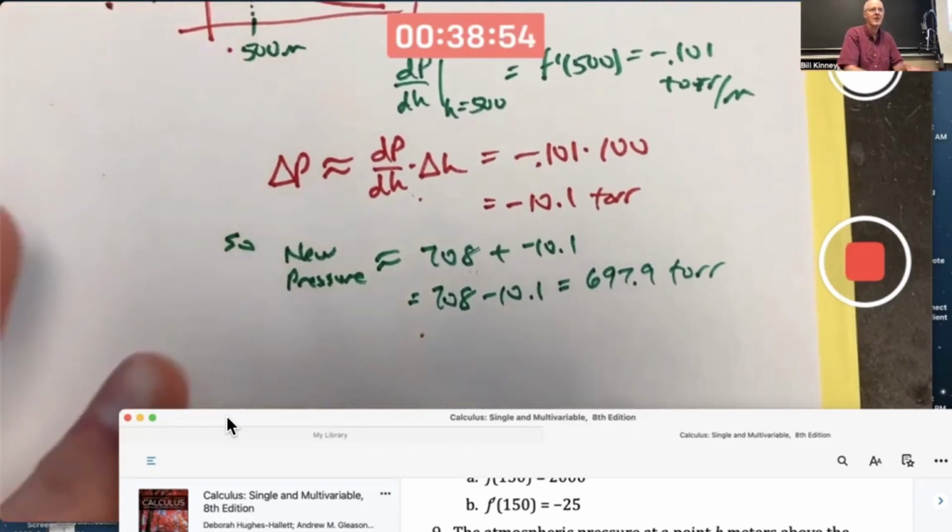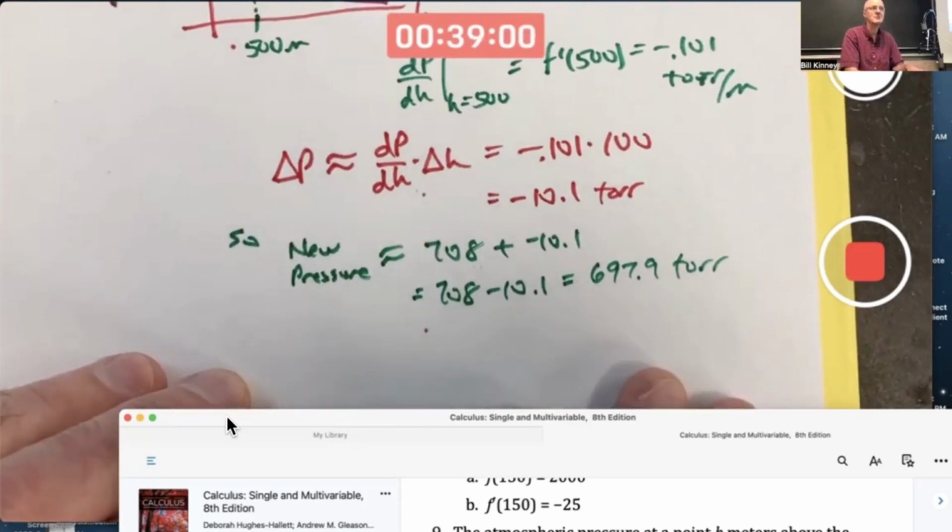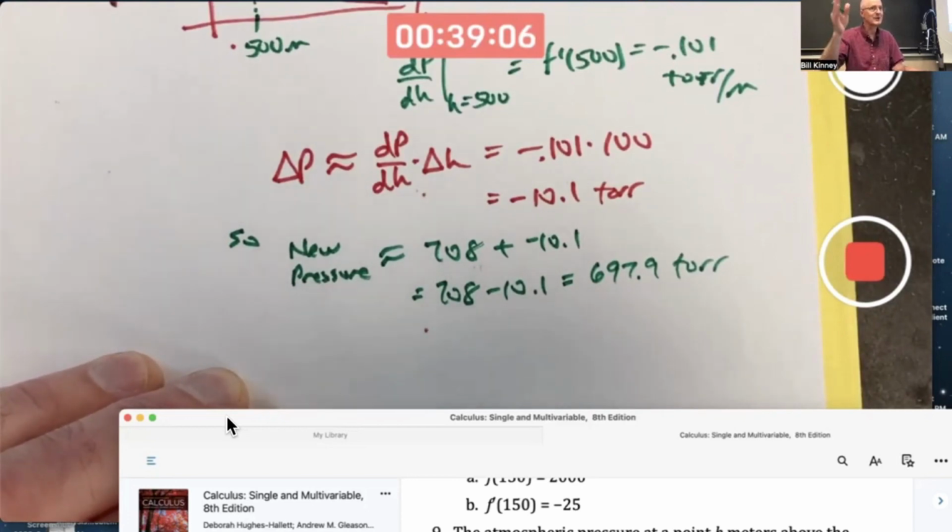But we don't really worry too much about significant digits in this class. This would be fine to do. In science classes, you do need to worry about significant digits, okay? They want you to do that. I don't make a real big deal of it, because we're focused on a different subject. We're focused on understanding the math.